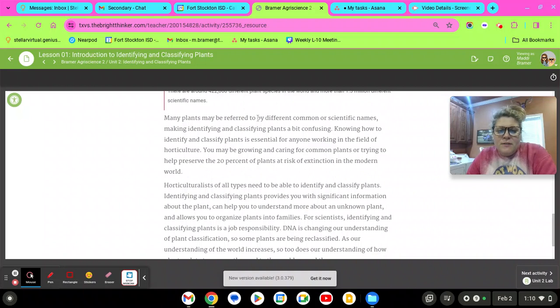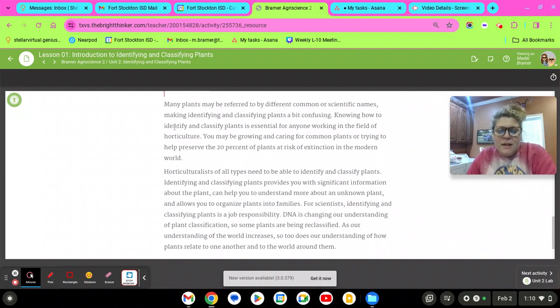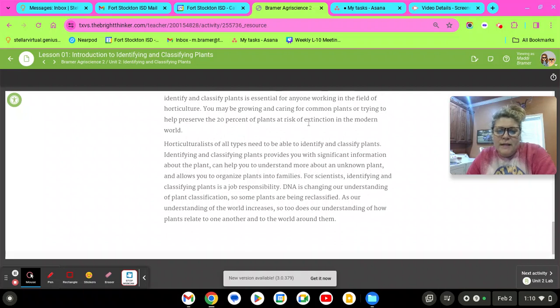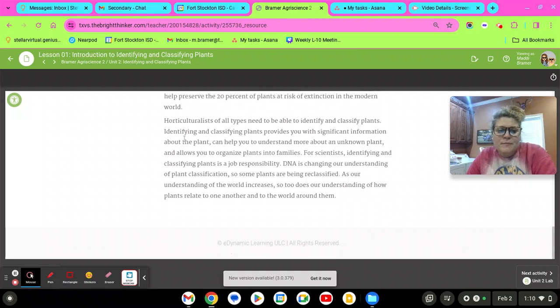So plants can be referred to by different common or scientific names, and it makes it a little bit confusing. Knowing how to identify and classify plants is essential. You may be growing or caring for common plants or trying to help preserve the 20% of plants that are at risk of extinction. So horticulturists of all types need to be able to identify and classify plants. You need to look at the whole plant, from the roots to the leaves to the bud to the stem. There are all these little different pieces that can be put together and help you differentiate one plant from another.